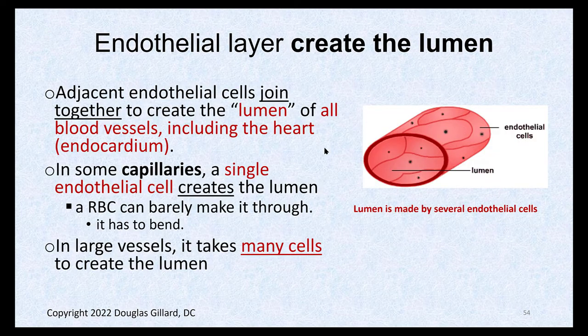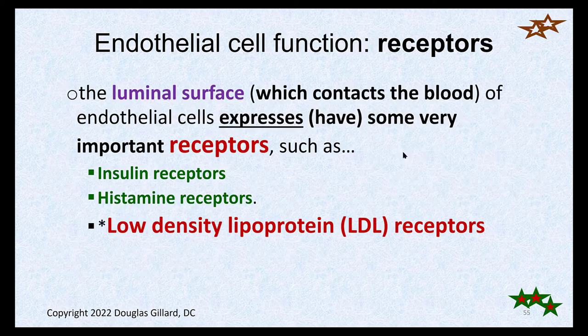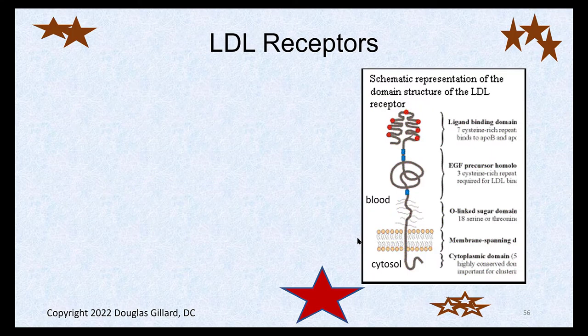Okay, the luminal surface. When I say luminal surface, it's this surface right here that is touching the blood. It has a bunch of stuff coming out the top of the cells. Some of this stuff is really important, like insulin receptors that will grab the molecule of insulin and pull it inside, histamine receptors, which will grab histamine floating through the blood and pull it inside the cell. And importantly for pathology, there's LDL receptors, low density lipoprotein receptors, that are tasting the blood. They're flapping back and forth in the blood, waiting for an LDL molecule to come by, and it grabs onto it, pulls it inside the cell, and takes it apart, uses some of it.